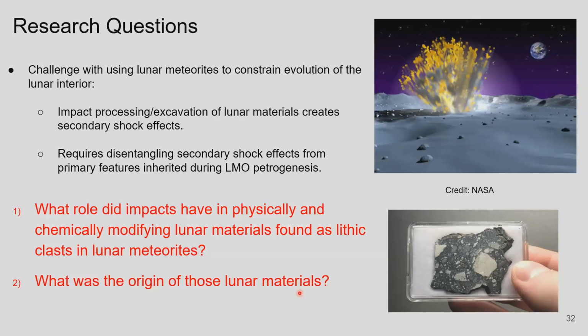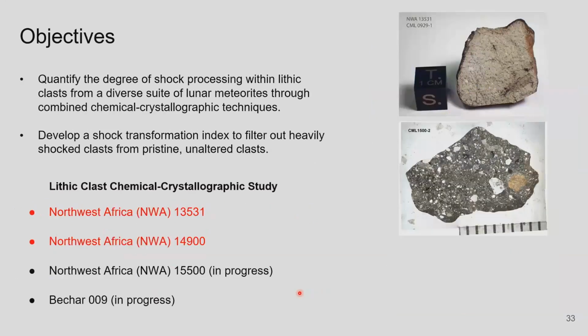Or maybe because they were recovered from a different region, maybe they can provide more information and tell us that we have to go back and revisit our lunar magma ocean model and maybe add some changes to it. Or maybe the model altogether is incorrect. So it's important first that we can identify shocked versus unshocked lithic clasts before we go forward and talk about the lunar magma ocean. So that goes right into my objectives.